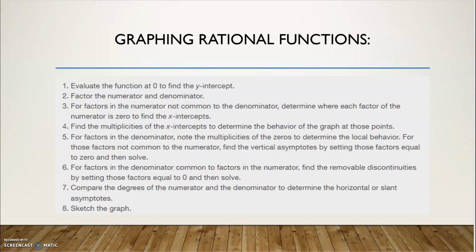All right, this is section 5.6, part 3. We're looking at graphing rational functions. So number one, we're going to try to find the x and y intercepts. We're going to try to find the horizontal asymptotes and vertical asymptotes, if we have any. We're going to take note of the multiplicities and figure out the local behavior. We're also going to see if we have any removable discontinuities as well, and take all that information, put it together, and sketch our graph.